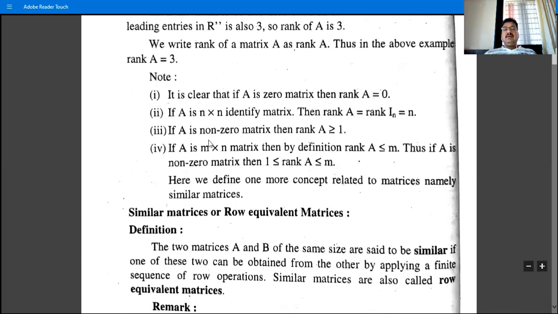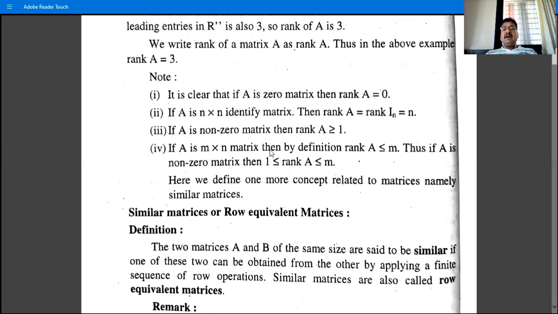Okay. If A is a non-zero matrix, then its rank is always greater than or equal to 1. If the matrix is non-zero, then its rank is either 1 or greater than 1 and is an integer. That is, the rank of any non-zero matrix is either 1, 2, 3, 4, 5 up to n. So the rank of any non-zero matrix is always greater than or equal to 1, not less than or equal to 0. If A is a zero matrix, what does zero matrix mean? All the entries are 0, then rank of A is 0.